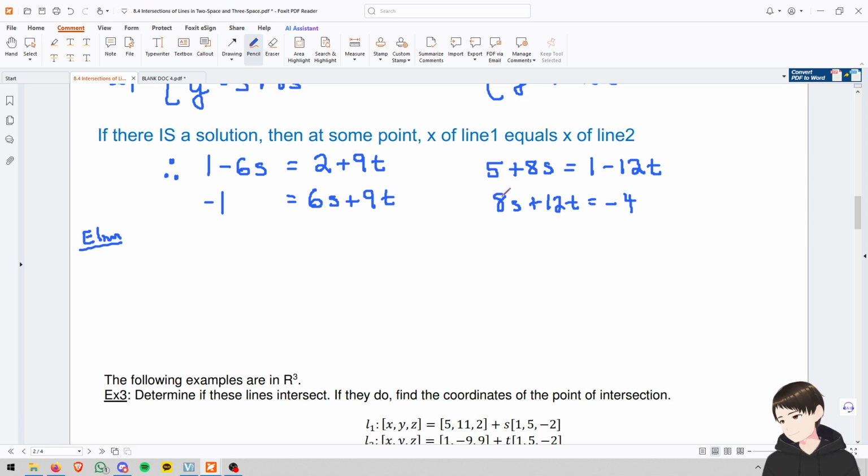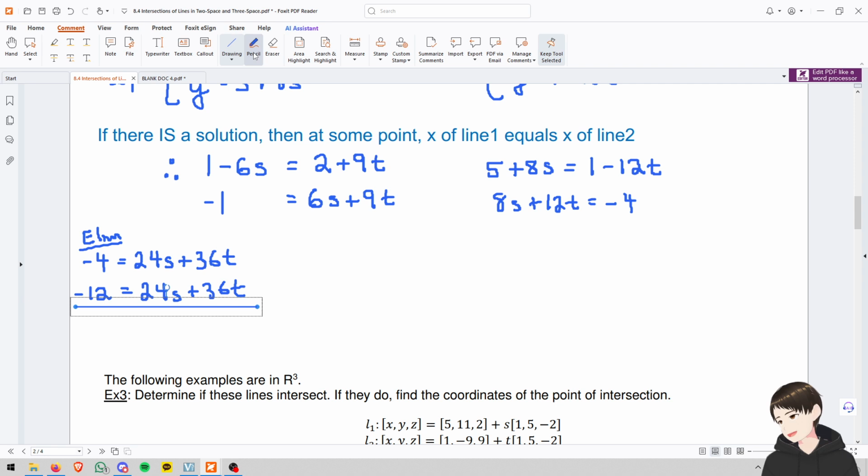S and S, is it easier? I think it would be easier to make both of these 24. So multiply by 4, multiply by 4, multiply by 4. Here, multiply by 3, multiply by 3, multiply by 3, multiply by 3. Okay, I already see something not good is going to happen.